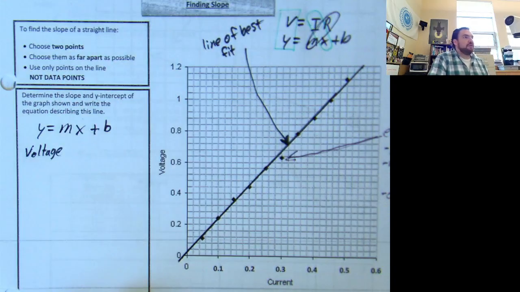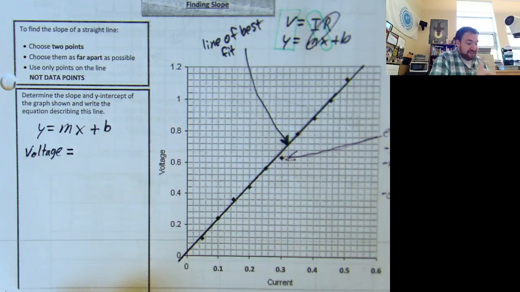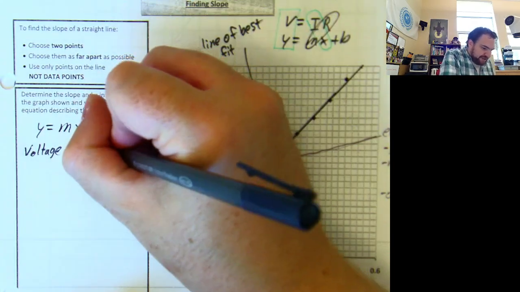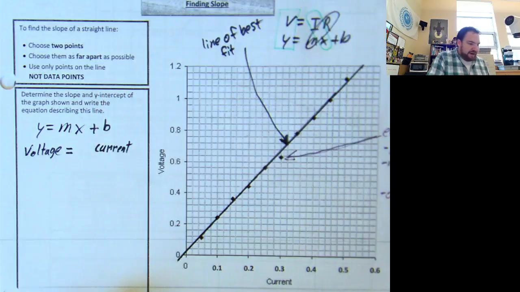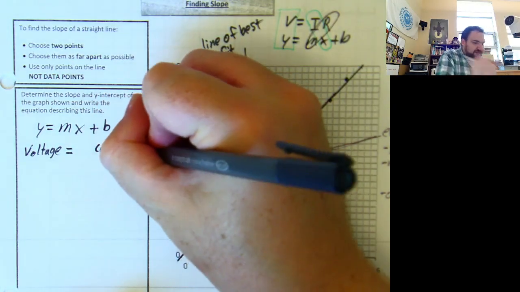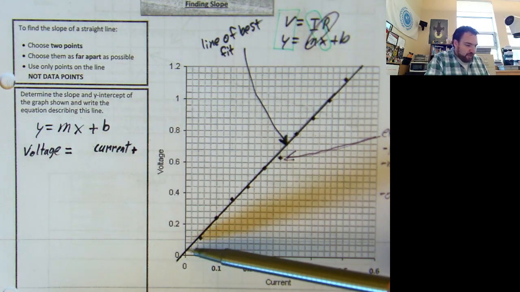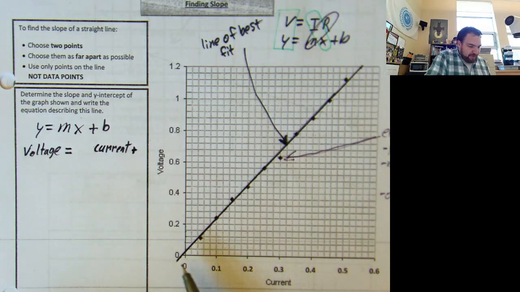The voltage that we're measuring is going to be equal to some value, which we're going to leave blank, times the current, our x value, plus, and then leave that little bit empty. We're going to figure out what this is going to be. So now I've given you scale on the graph. We've got 1, 2, 3, 4, 5 lines is 0.2. And on the bottom here, we've got 1, 2, 3, 4, 5 lines is 0.1.